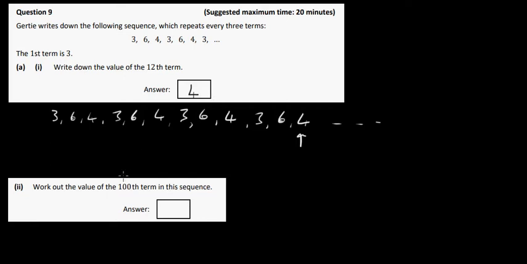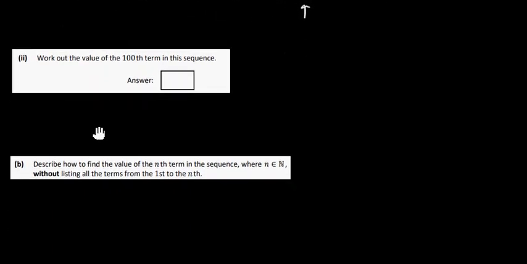Okay, work out the value of the 100th term in the sequence. So how are we going to do this? Well, what you're going to do is take 100. You're going to divide it by 3 because it's a 3-term repeating pattern. So 100 divided by 3 will give us 33. Now that'll bring us up to 99, which means we have a remainder of 1. So it's 33 with a remainder of 1.